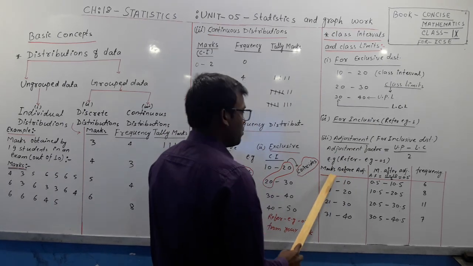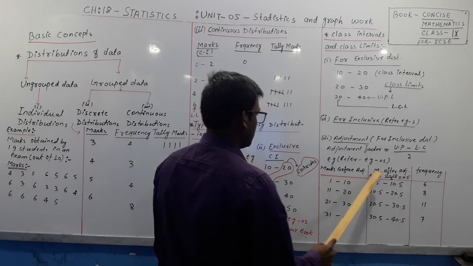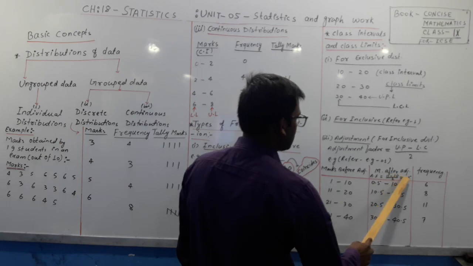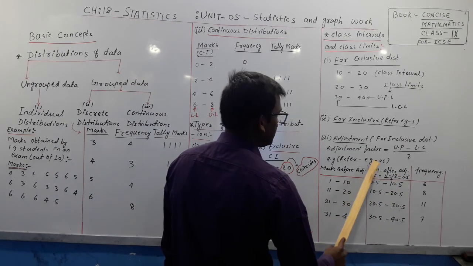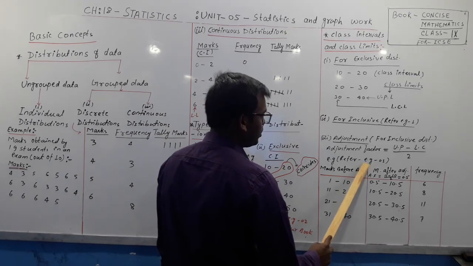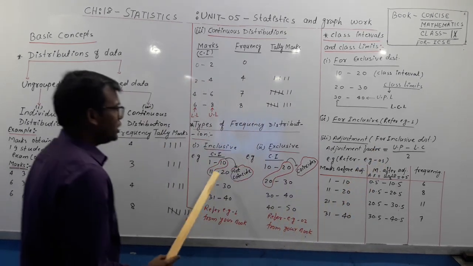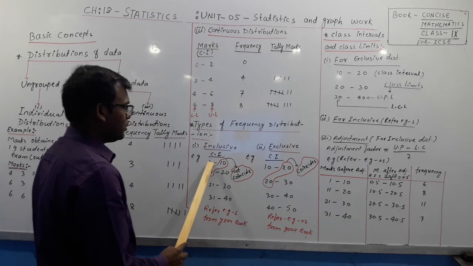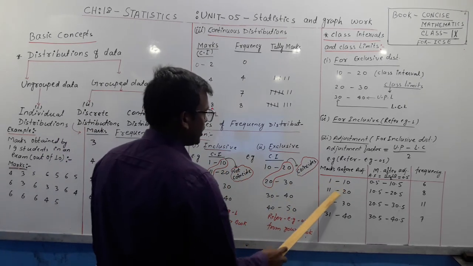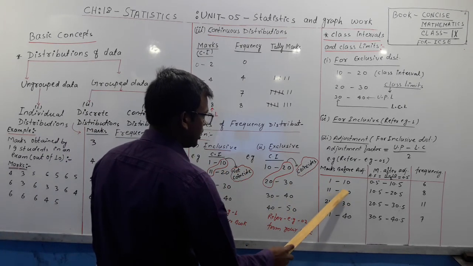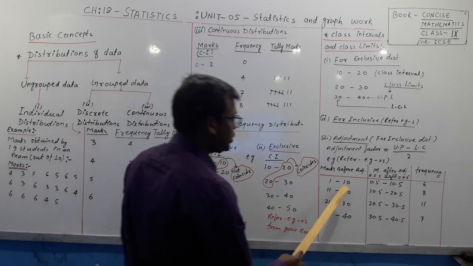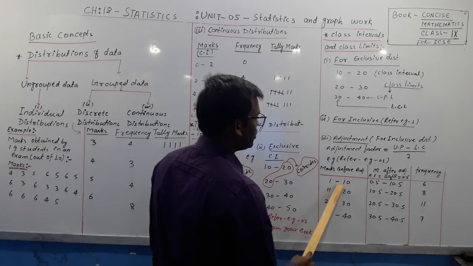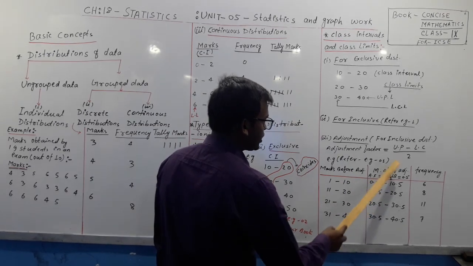See, marks before adjustment, marks after adjustment and corresponding frequency. I am referring to example number 1 from your book. That means 1 to 10, 11 to 20, 21 to 30. This is an inclusive distribution, so we need to convert this inclusive distribution into an exclusive distribution.